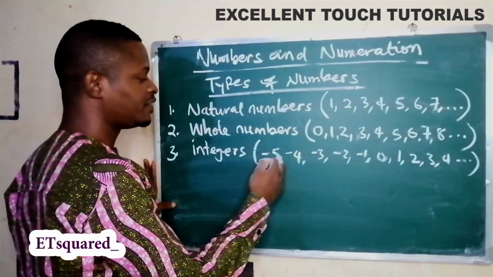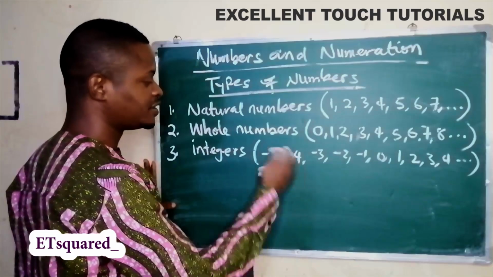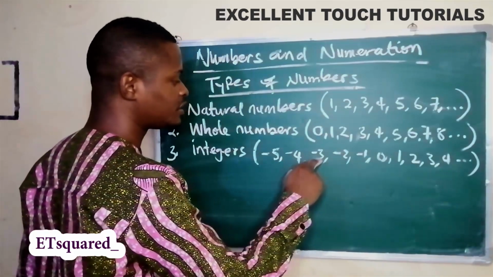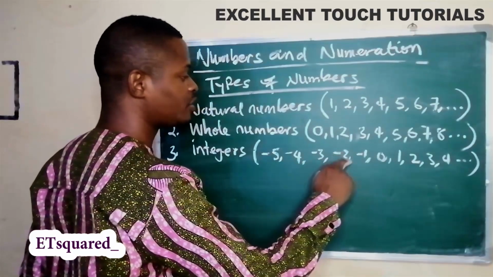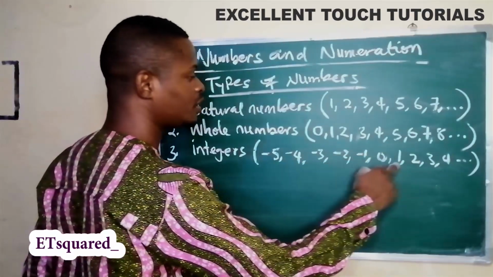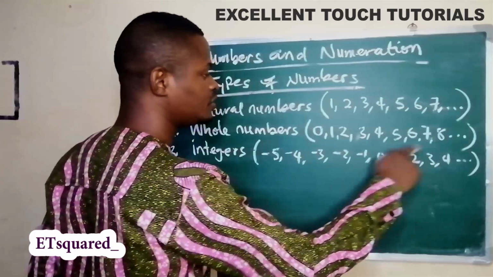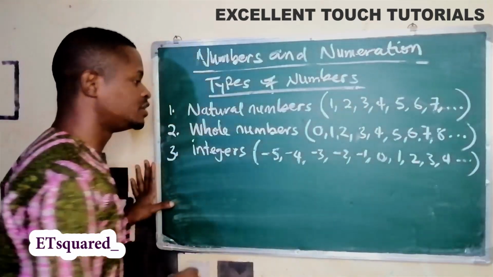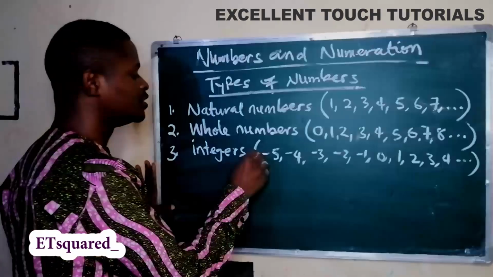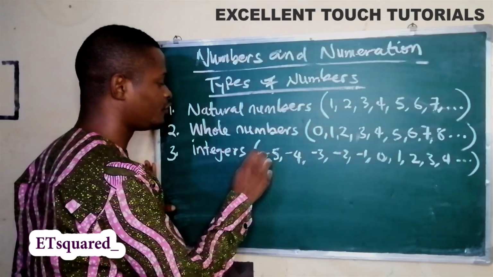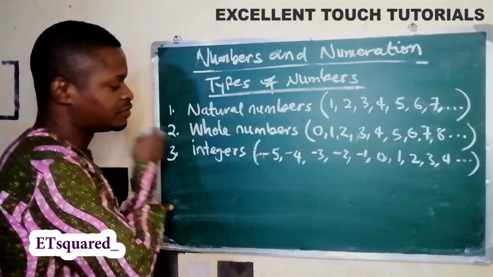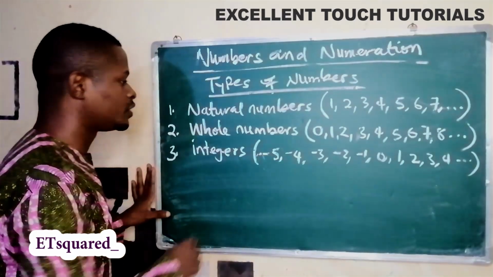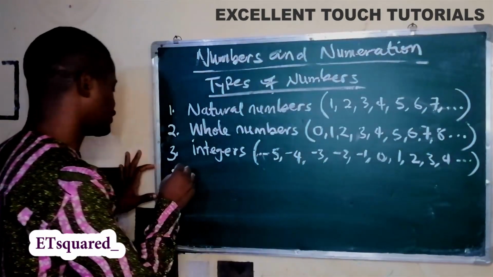In this case, -5 is less than -4, so -4 is greater than -5, -3 is greater than -4, -2 is greater than -3, -1 is greater than -2, 0 is greater than -1, 1 is greater than 0, 2 is greater than 1, and so on. So please take note of that. These numbers are arranged in their increasing order. There are numbers that actually came before -5, such as -6, -7, -8, -9. They all came before -5. They are all categorized as integers.